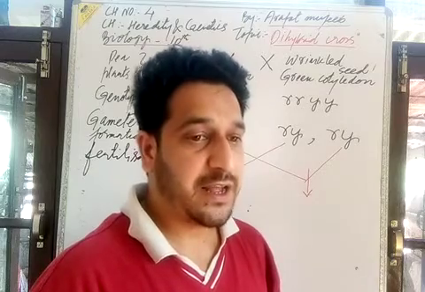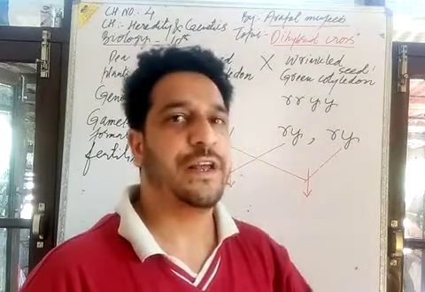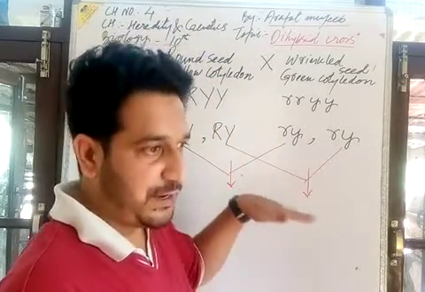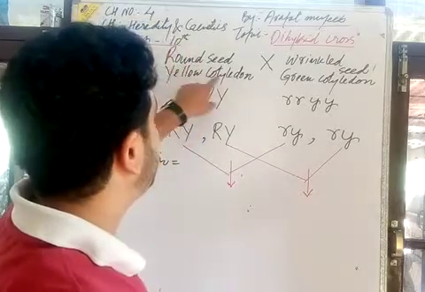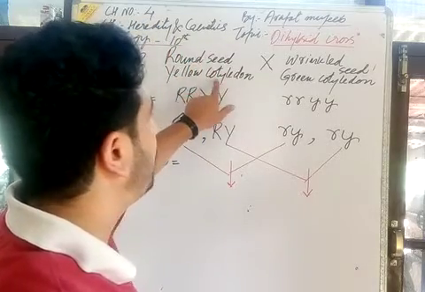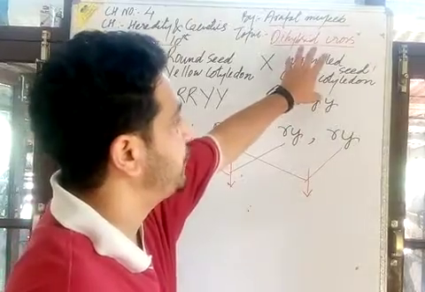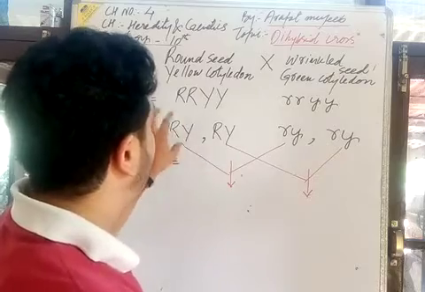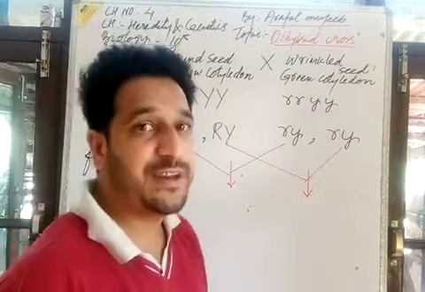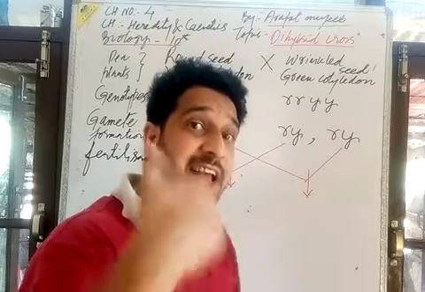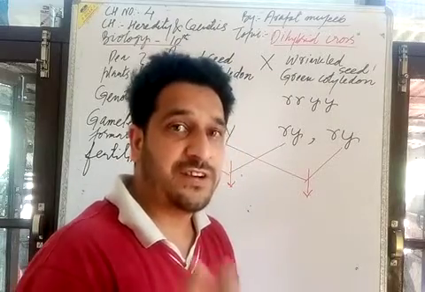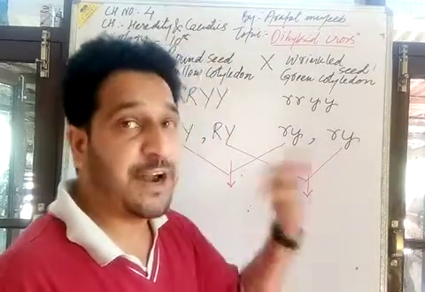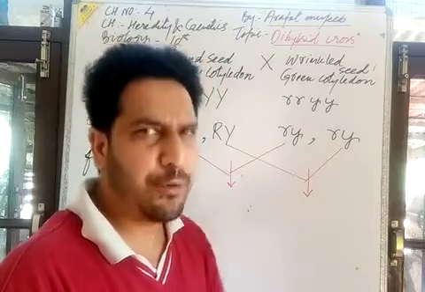In the hybrid generation, what did we see? In all the first filial generations, whatever progeny or offspring came, what characters did we see? They were all round seeds and yellow cotyledon. Why is this other character not expressed here? Because of the law of dominance. According to the law of dominance, dominant genes always express themselves and give their phenotypic expression in that organism, in that first filial generation, in that progeny.